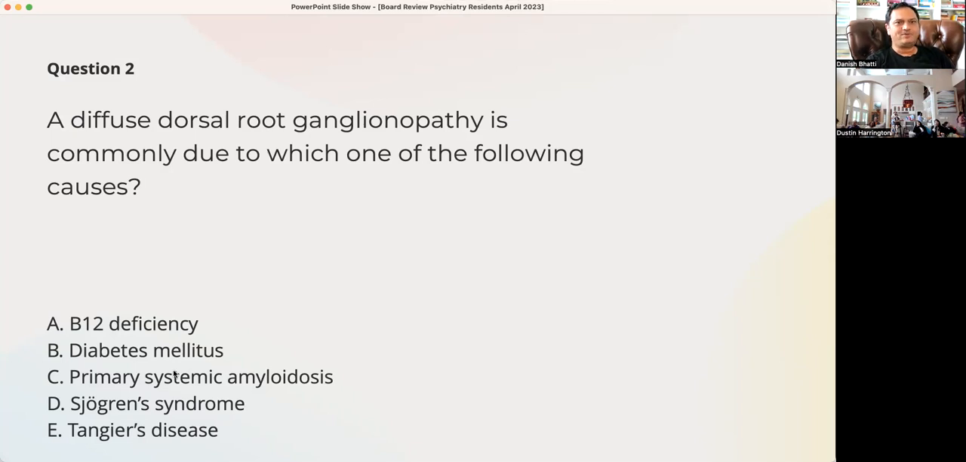This is a complex question. It will not be an easy question even for a neurology resident. So this probably is one of the toughest questions you will have. So let's look at what a ganglionopathy is, and then we can come back and discuss these causes a little bit later on.